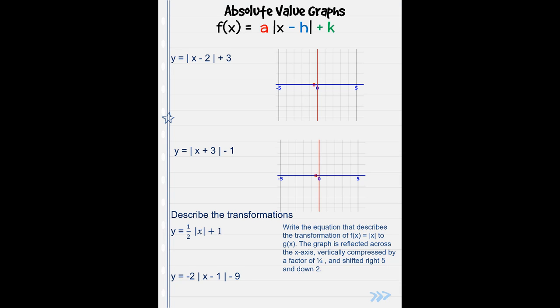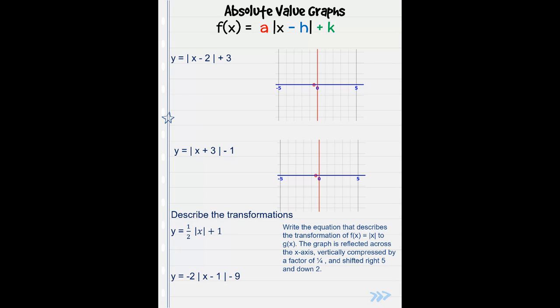Here are your absolute value graph examples. All right, you are given the equation and asked to graph it, or you're going to be asked to pick out the graph, given like multiple choice kinds of questions. So let's look at this one.